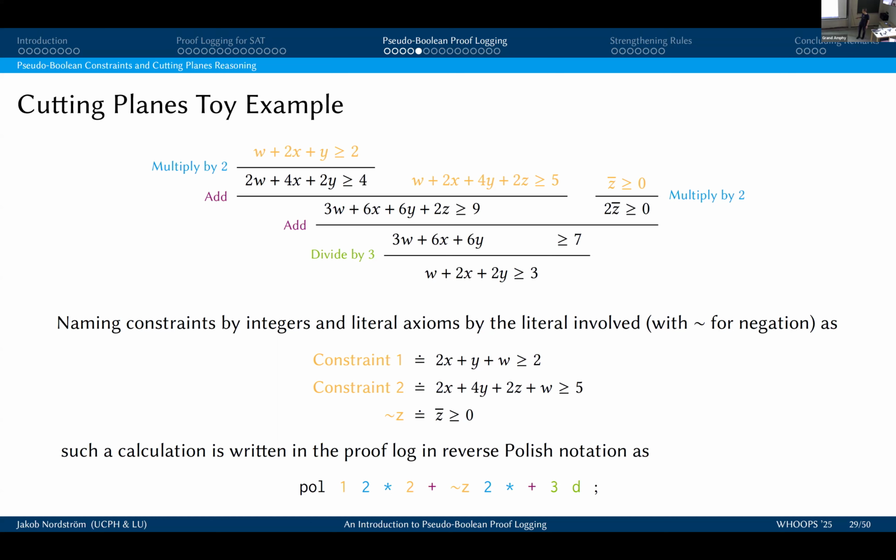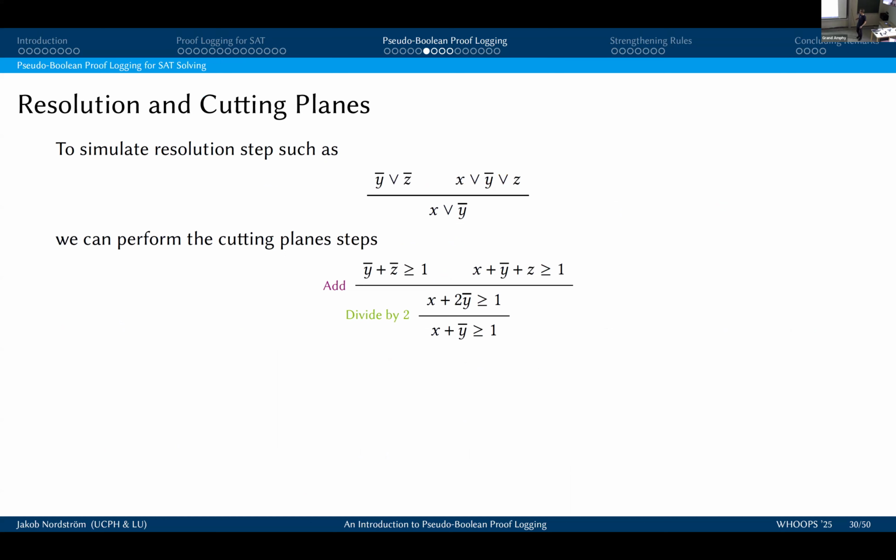Here's a line in reverse Polish notation. Take constraint number 1, multiply it by 2. Take constraint number 2, add the things you have so far up, then take 2 times z greater equal, not z greater equal 0, add this up, and finally divide by 3. So this is just a line in reverse Polish notation. I'm doing this slightly fast, but hopefully it's somewhat convincing that any derivation like this I can represent with an ASCII string like this. Does that make sense? So this is what lines in our machine-generated proof file will look like.